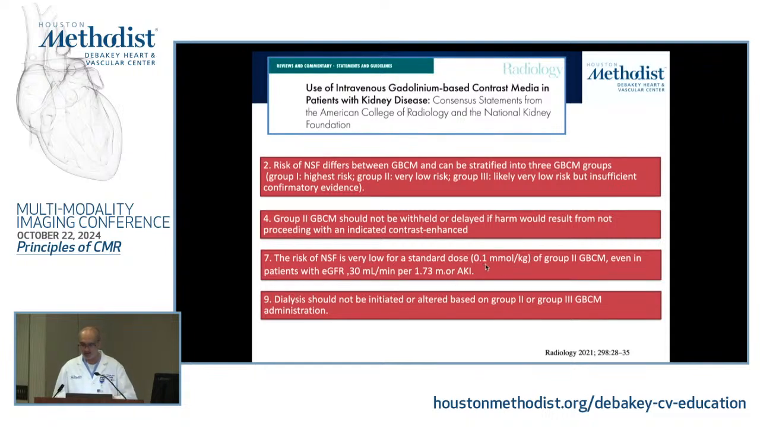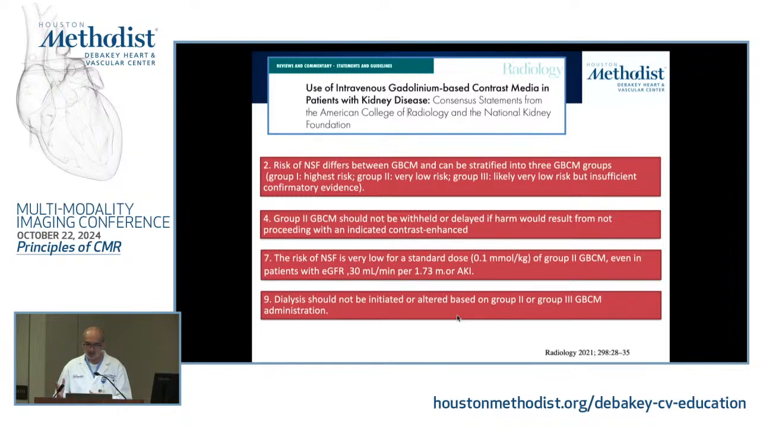And again, the target dose is 0.1 millimole per kilogram, whereas in the early days we were using 0.2 or even 0.3, so very high doses. So the idea is use low doses of gadolinium contrast, and then there's no need to do dialysis on these patients, okay? So from the standpoint of what the general fellows need to know is, yes, renal failure is not a contraindication any longer.